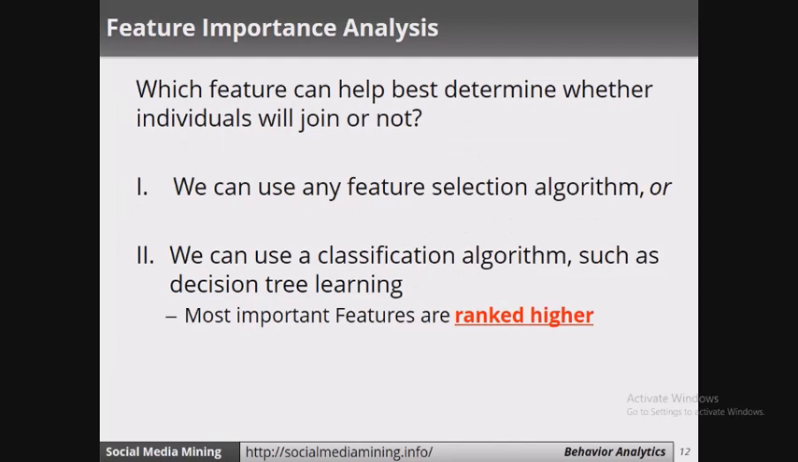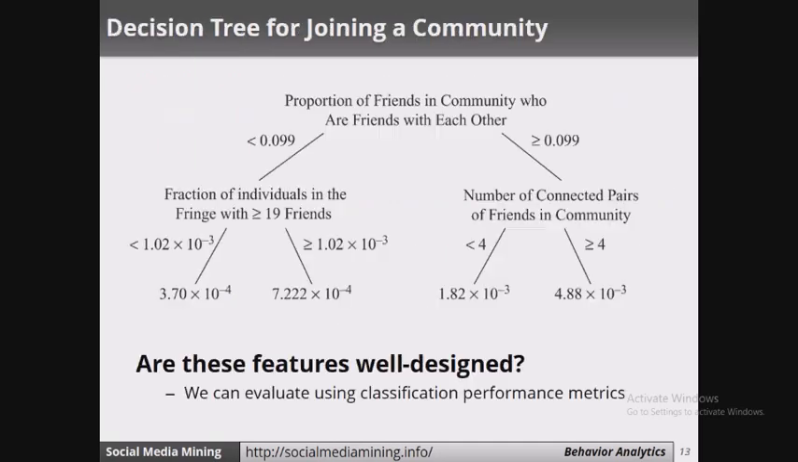To do this, we can use any feature selection algorithm. As we have discussed in machine learning, we have ridge regression, lasso regression, and many other algorithms to do the feature selection. We can also use classification algorithms such as decision tree learning to do the feature selection. It will select the most important features by ranking them high.